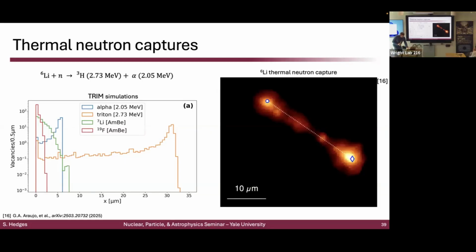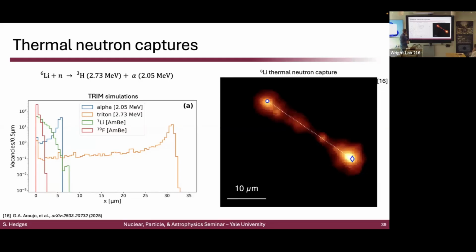So this is a zoomed in image of one of these back-to-back alpha and tritons from thermal neutron capture on lithium-6. The overall length agrees very well with predictions from SRIM. You can see there's the triton and the alpha particle at those energies, and they produce these tracks that add up to somewhere around 40 micrometers or so. You also see this increase in the density of damage at the ends. That's a Bragg-like peak that we see both in the TRIM simulations as well as in our data.